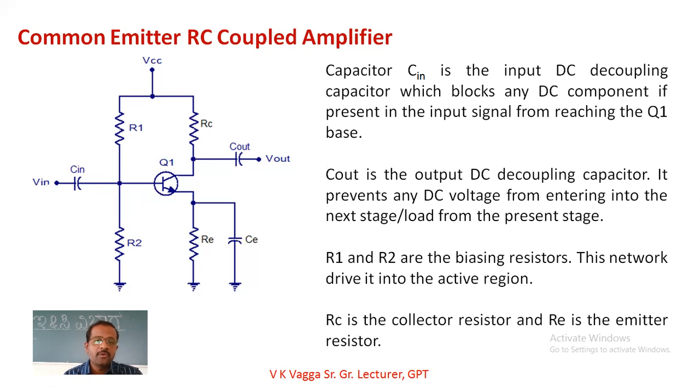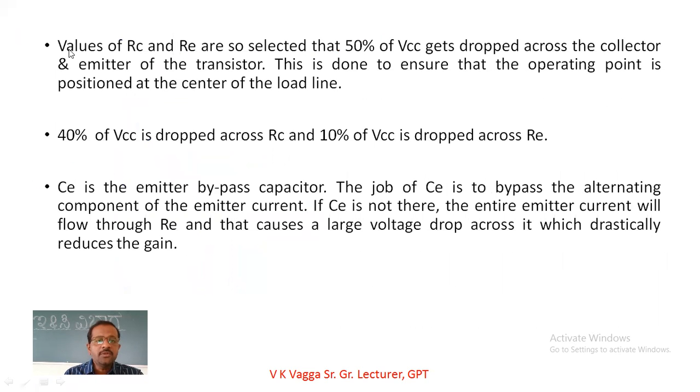In order to operate as an amplifier, the operating point should be in the active region. To maintain that operating point in the active region, the R1 and R2 resistors are used here. RC is the collector resistor, and RE is the emitter resistor. Their values are so selected that 50% of VCC gets dropped across the collector and the emitter of the transistor.